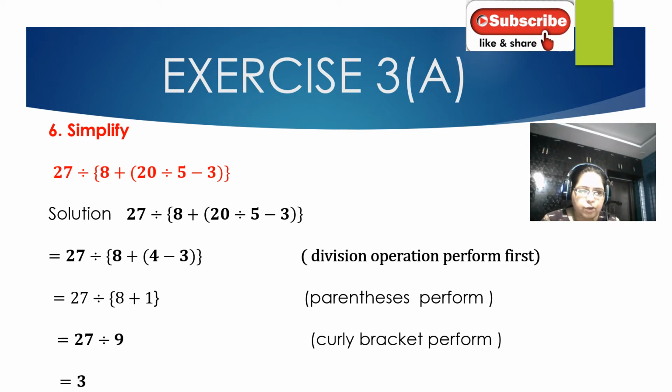So 20 divided by (5 minus 3). According to Verma's rule, division is performed first, as division has higher priority than subtraction. So 20 divided by 5 is 4. Then 4 minus 3, the subtraction operation, is 1. Then 8 plus 1, that is inside the curly bracket, is 9. Then 27 divided by 9 is 3. So the value of this expression is 3.